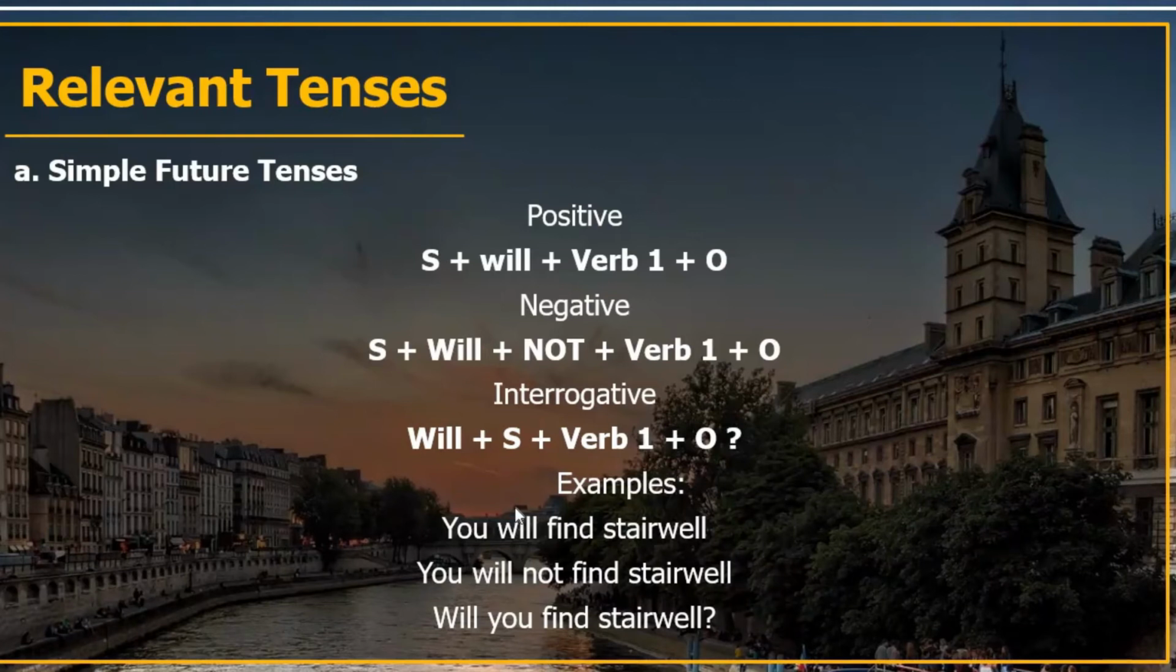For example, in the positive sentence, you will find stairwell. And then in the negative one, you will not find stairwell. And then the interrogative one, will you find stairwell?